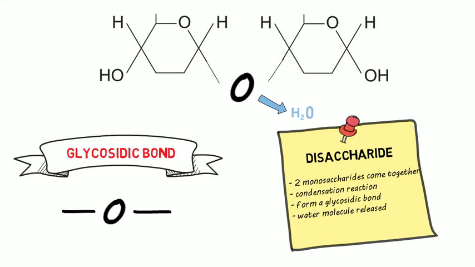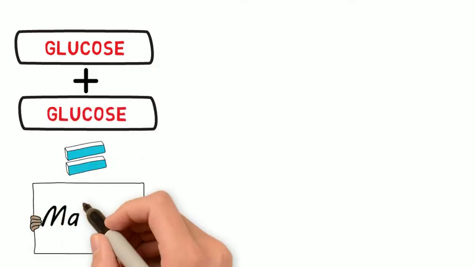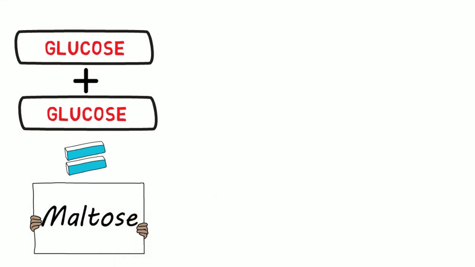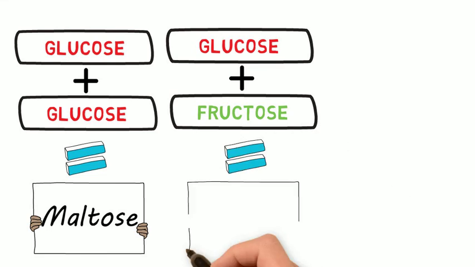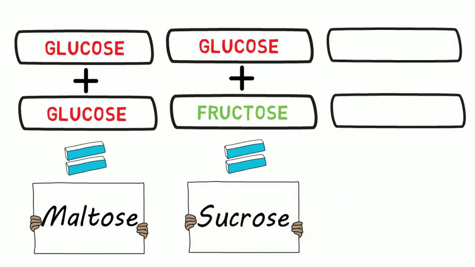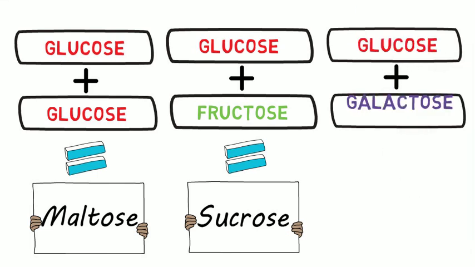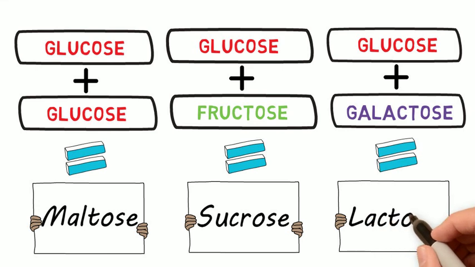The final topic of today's video is the name for these disaccharides. Remember that we have 3 monosaccharides which can be combined in different combinations to make different disaccharides. These are the 3 that you need to know. Maltose is made by combining 2 glucose molecules. Sucrose is made by combining a glucose molecule and a fructose molecule. And lactose is made by combining a glucose molecule and a galactose molecule. So there we have our 3 disaccharides. We've got maltose, sucrose, and lactose.